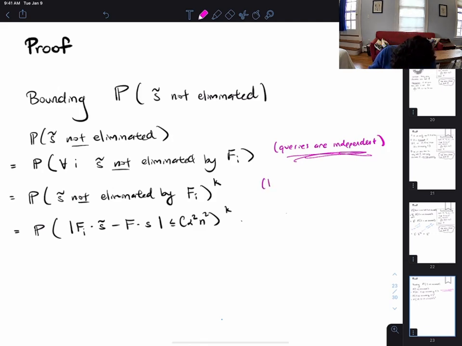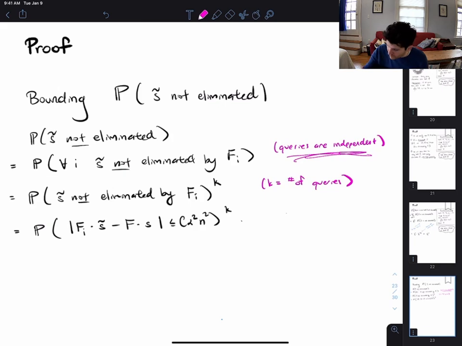And remember, k equals the number of queries. So the probability that S tilde is not eliminated is the probability that S tilde is not eliminated by some specific query fi, to the power of k, where k is the number of queries we ask. As we take more queries, this is hopefully going down exponentially.